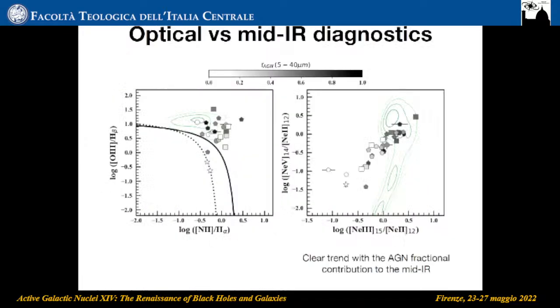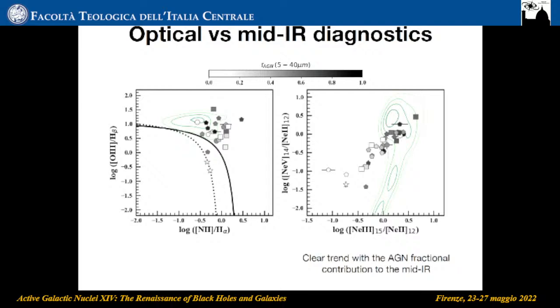So here we have an optical and a mid-infrared diagnostic diagram. You see our sources here are color-coded as a function of the fraction of the AGN contribution to the mid-infrared continuum between 5 and 40 micron. The green shaded area is a grid of photoionization models. We are able to reproduce all the optical data, but only a part of the data in the mid-infrared diagnostic using pure AGN photoionization, which are those with a higher AGN contribution to the mid-infrared.